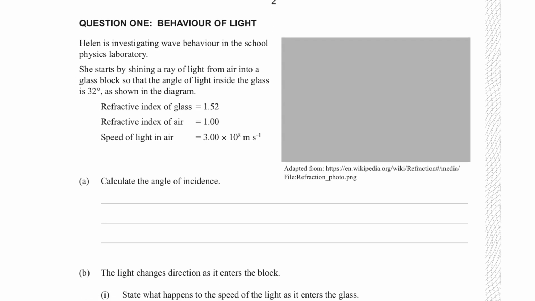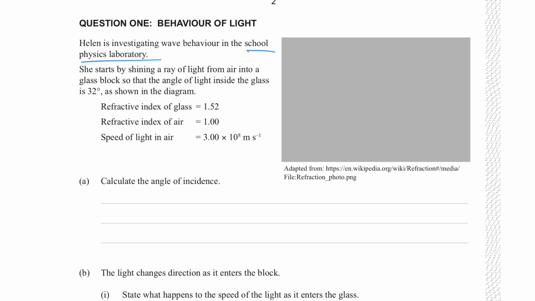Question 1, behaviour of light. Helen is investigating wave behaviour in the school physics laboratory. This is a very unimaginative context, sorry, but it's probably where most of you are going to investigate light. She starts by shining a ray of light from air into a glass block, so that the angle of light inside the glass is 32 degrees as shown in the diagram.